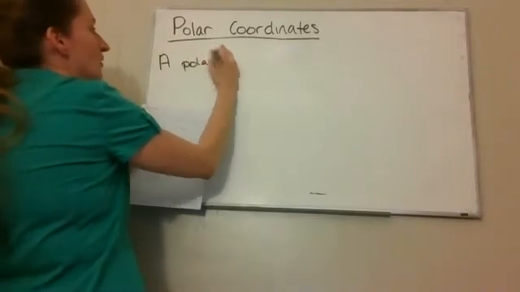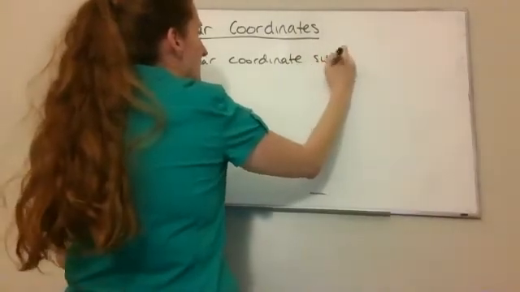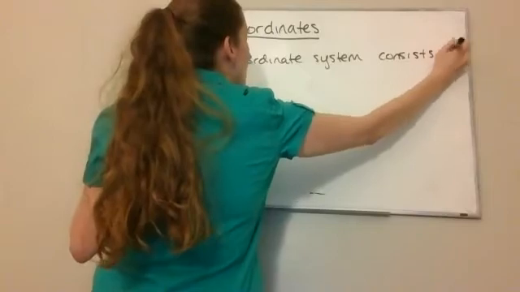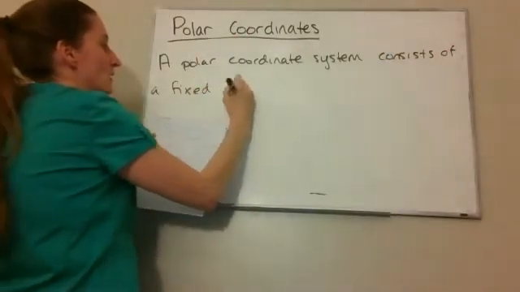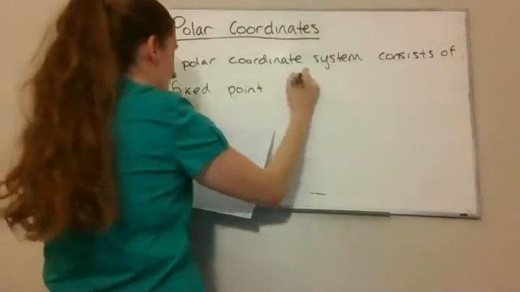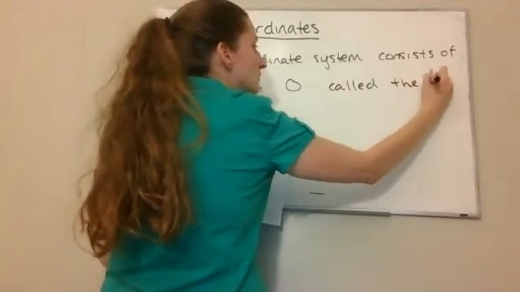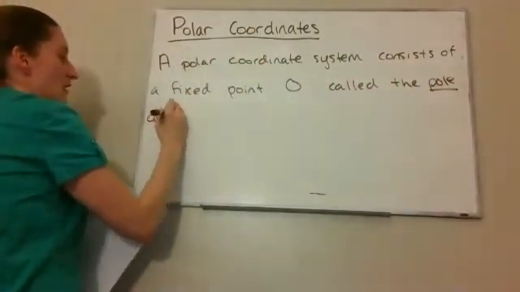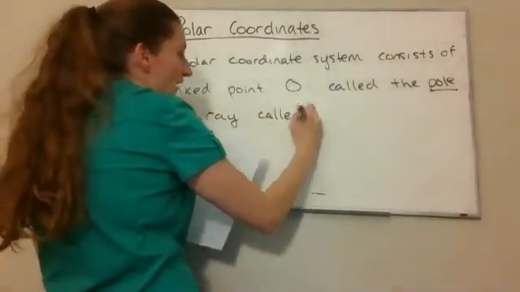So, a polar coordinate system consists of a fixed point O called the pole and a ray called the polar axis.